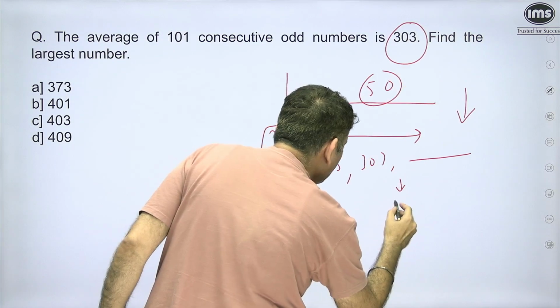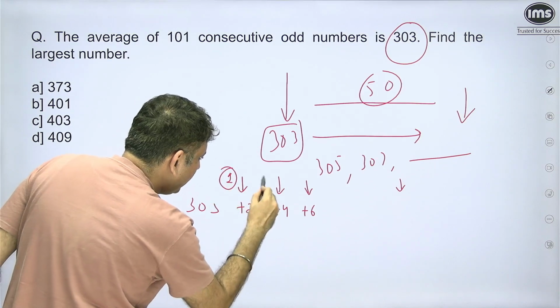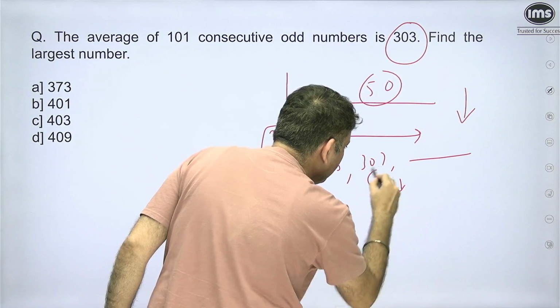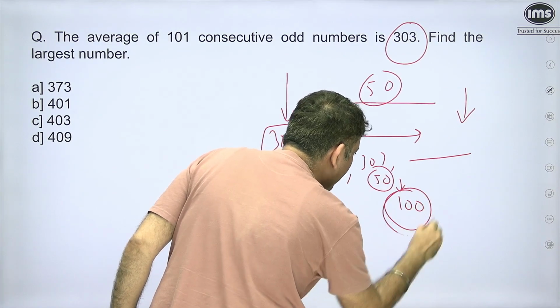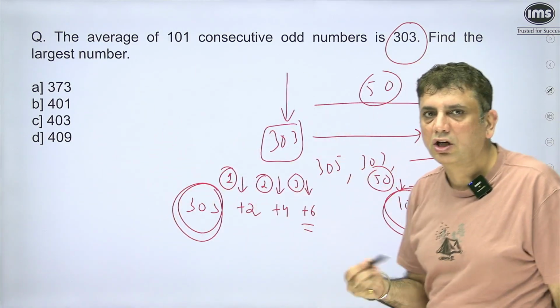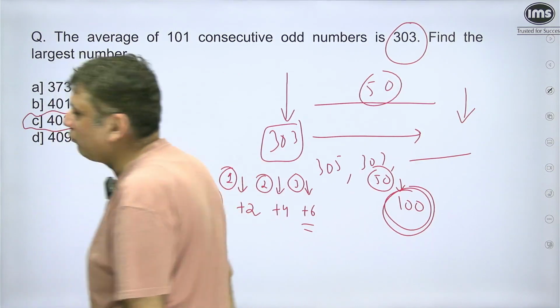For the 50th number you need to add, see, for the first 1 into 2, for the second 2 into 2, for the third 3 into 2 is 6. So for the 50th term, 50 into 2 is 100. You just need to add 100 to 303 to get the answer. 303 plus 100 is 403. So the largest number would be 403.